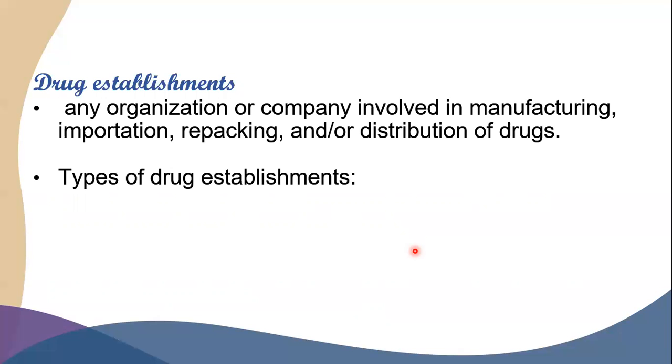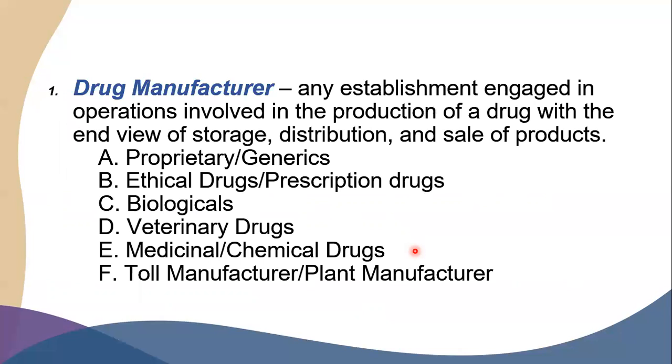So you also have the types of drug establishments. You have your drug manufacturer, which is any establishment engaged in operations involved in the production of a drug with the end view of storage, distribution, and sales of products. So this would be your proprietary or your generics. This could be your ethical drugs or prescription drugs, biologicals, veterinary drugs, medicinals, chemical drugs, and you also have your toll manufacturer or your plant manufacturer.